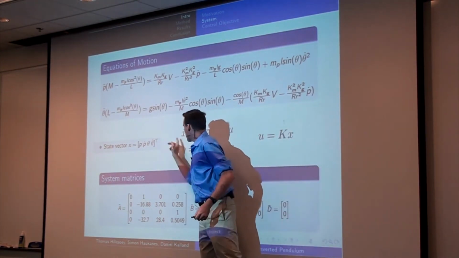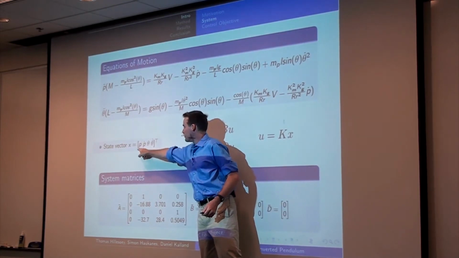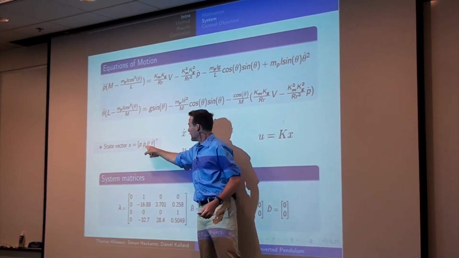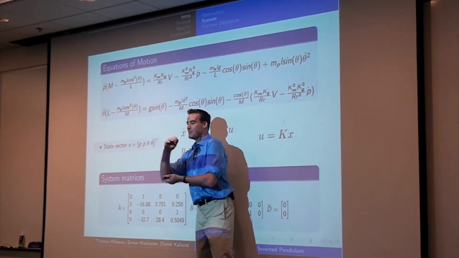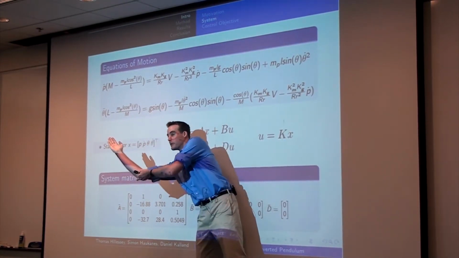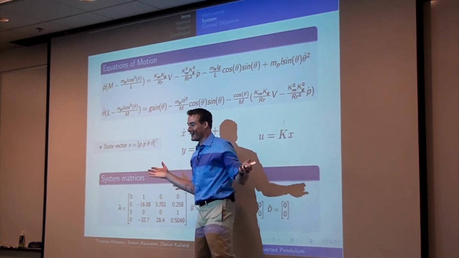The vector here, the state x, the state vector, is just the position and velocity of the cart, and the angle and angular velocity of the pendulum. So that fully describes the state of the system. Is it freaking out over here, or is it perfectly balanced, or what?